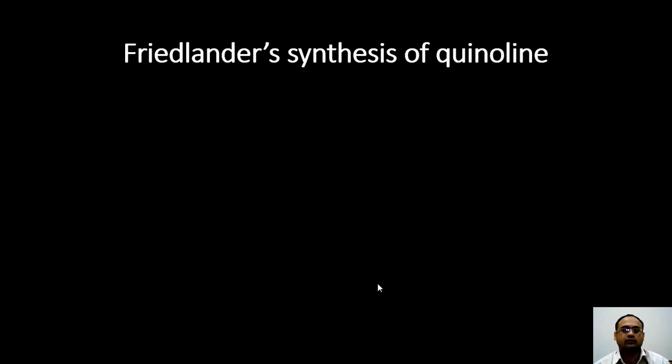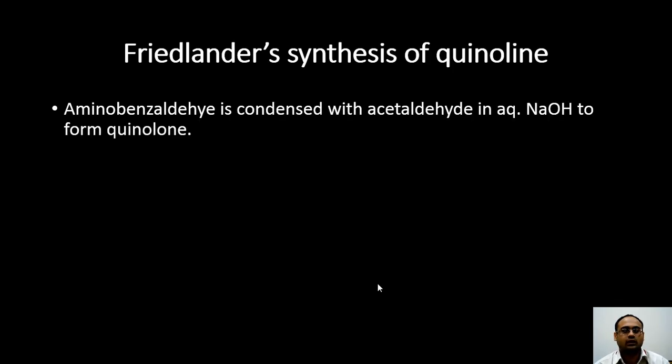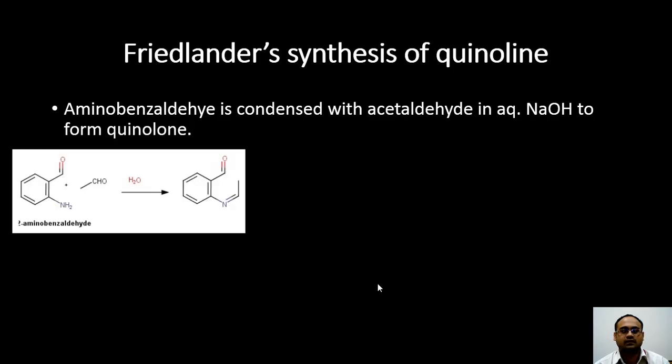Now another method of synthesizing quinoline is Friedlander's synthesis. In this, an aminoaldehyde is condensed with acetaldehyde in basic conditions. So this is the acetaldehyde. It is condensed with aminobenzaldehyde, and here we see that again the nucleophilic character of the aniline comes into the picture, and it attacks the carbonyl carbon, and a rearrangement then takes place. Shifting of this double bond takes place to give us that Schiff's base.